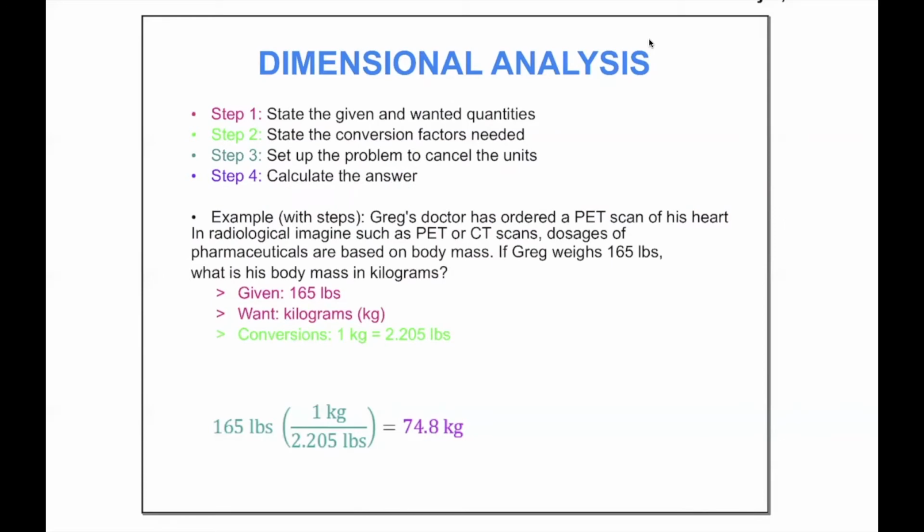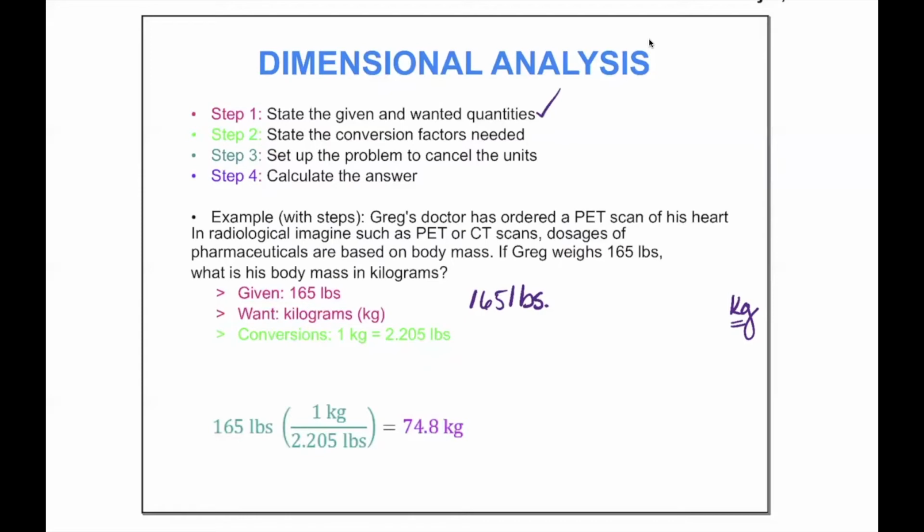So if we look at this example about Greg, who's getting a PET scan, Greg weighs 165 pounds, and the question is, what is his body mass in kilograms? So we're starting with 165 pounds, and what we want is kilograms. So that's what I want. So I have taken care of step one. I have the given and the wanted quantities. Now, what conversion factors are we going to need?